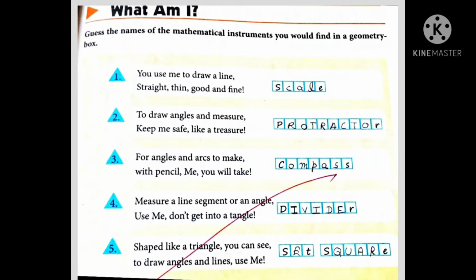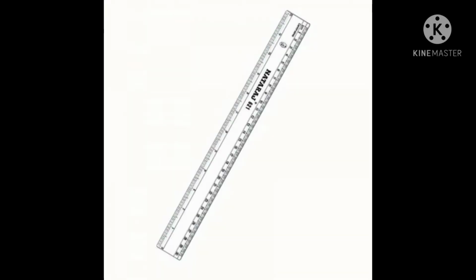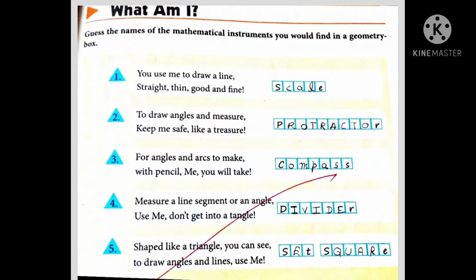See the first one. You use me to draw a line. Straight, thin, good and fine. What is it? Scale. SCALE. Good.